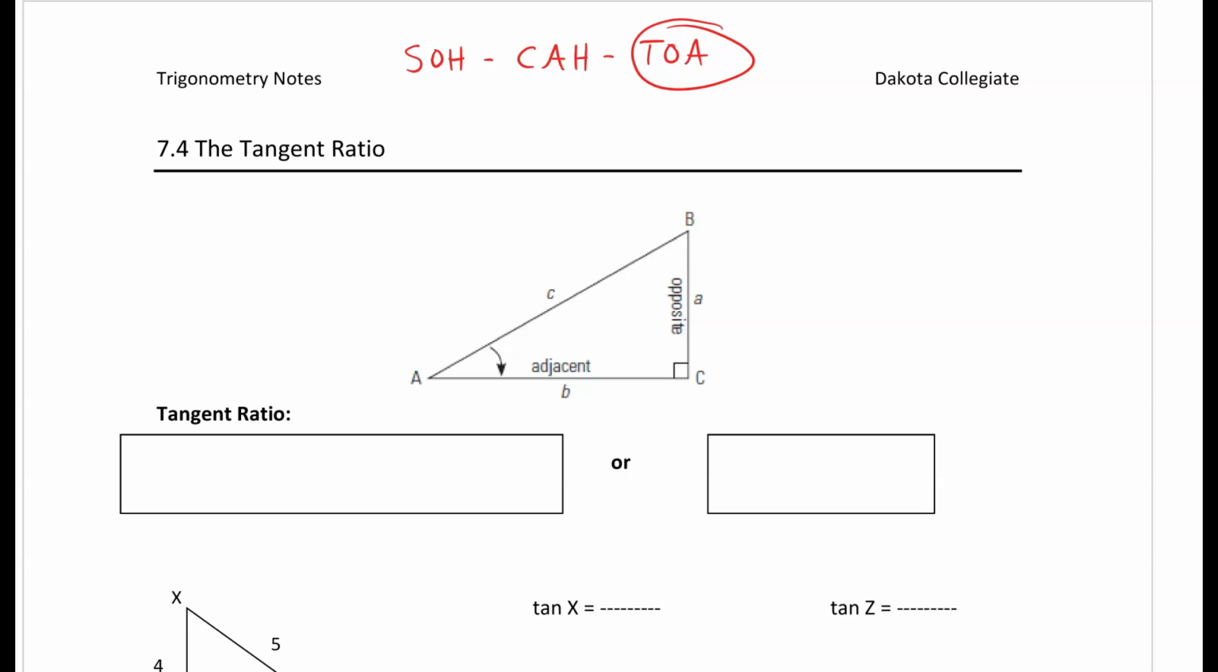Hey everybody, in today's lesson we're going to be looking at the tangent ratio. In the last couple of lessons we've looked at the sine ratio, which was the SOH, and then we had the cosine, which was the CAH, and now we're looking at the tangent ratio. We're going to be using the TOA, which is going to help us remember what goes with what.